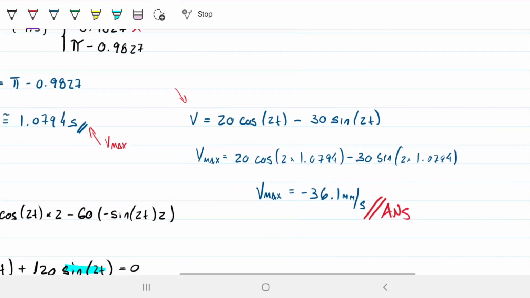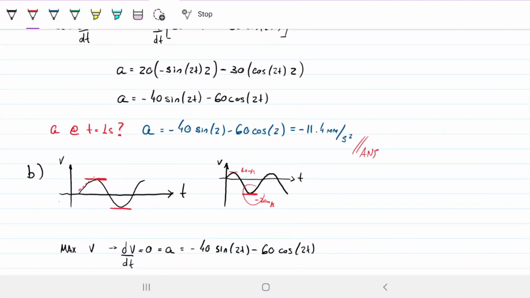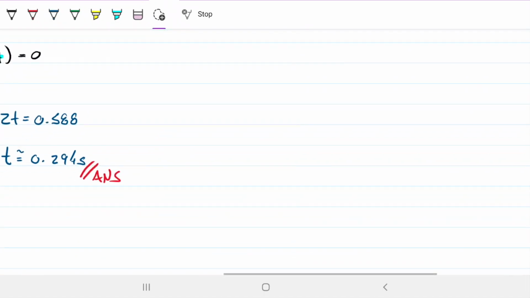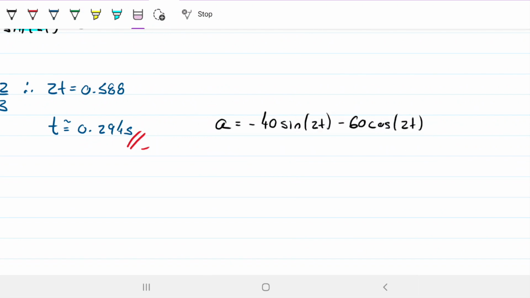What about the acceleration? Same thing. Let's just grab the acceleration equation. Here it is. We found this time here to be the time for the maximum acceleration.